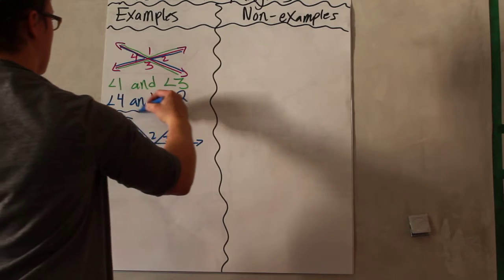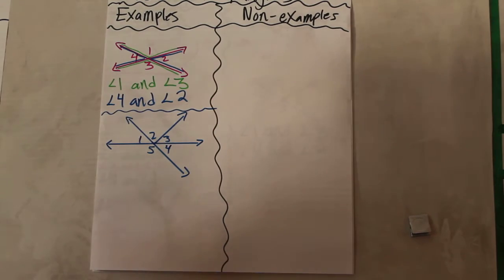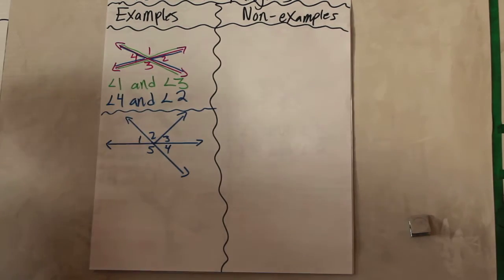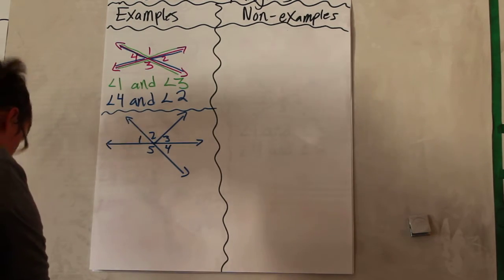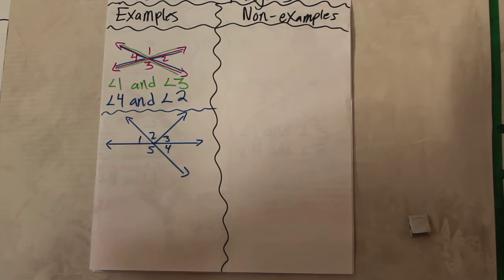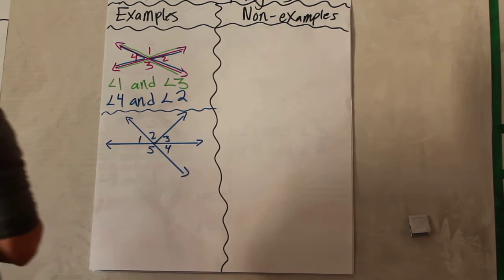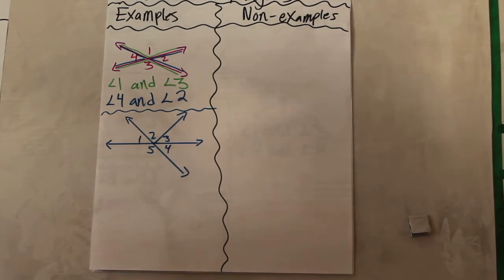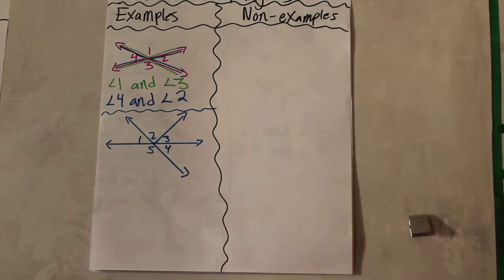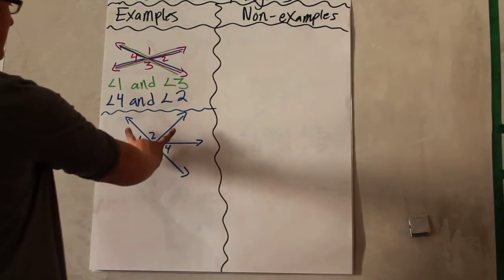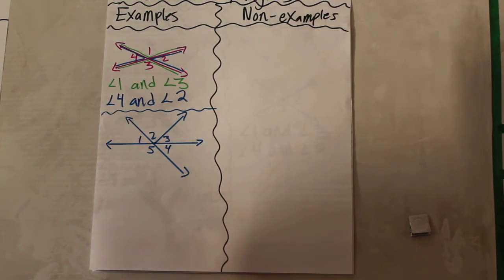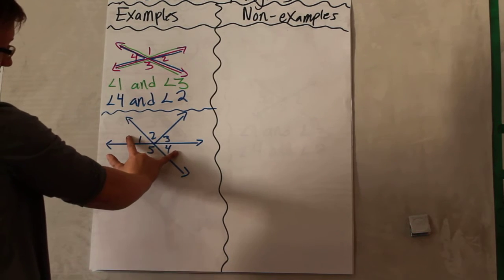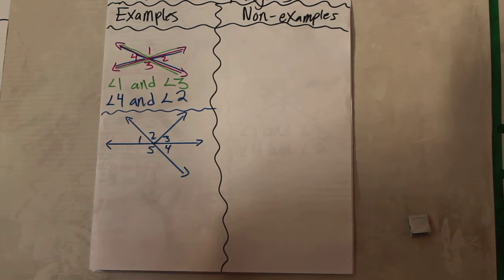Now as a separate example, if we look at this one right here, draw that line just to kind of separate them a little bit. Looking at this, angle 1 and angle 3 appear to be across from each other, but it does not work for vertical angles. These two would not necessarily be the same measure. These two are the only two that are directly across from each other.